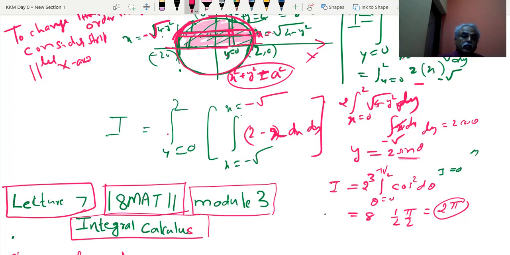So in the next class, again, we will come to change of order with some more examples. Till then, practice these examples.